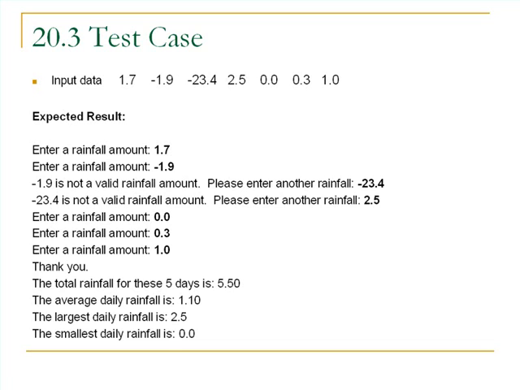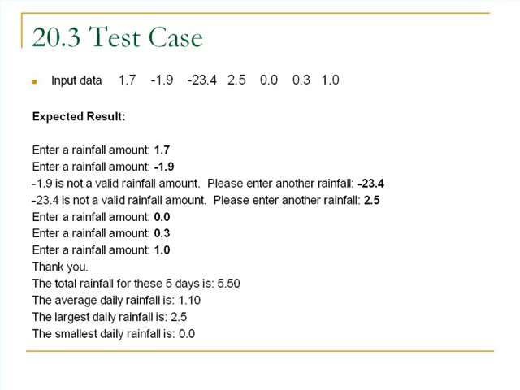Here's the input data. Suppose the user enters 1.7, -1.9, -23.4, and so on. The expected result shows what the program should do. It's going to ask for a rainfall value, and if the user enters a negative number, then the program will ask for another one. So that's why, even though we said we're going to use 5 values, there are actually 7 numbers here, because 2 of them won't be used. We're only going to use the positive ones.